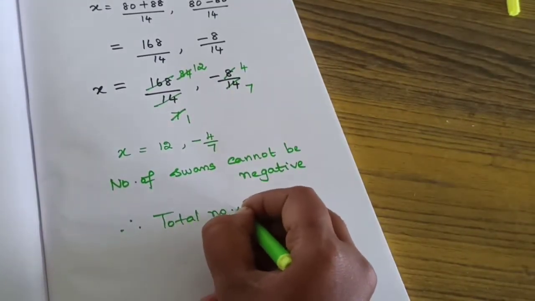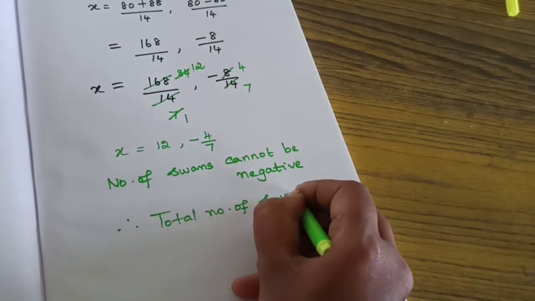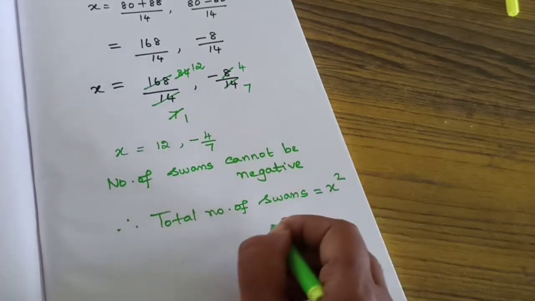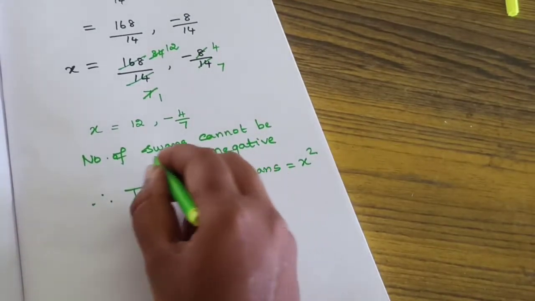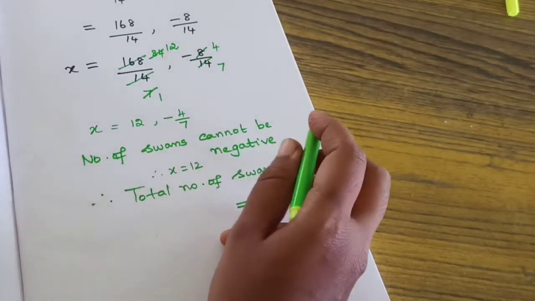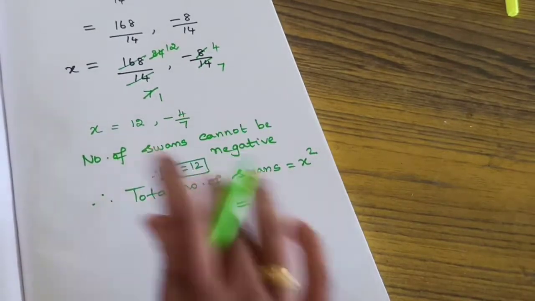Total number of swans equal to x square, which is equal to x value we got. Therefore, x equal to 12. So number of swans cannot be negative. So therefore x equal to 12 because minus value is not possible.